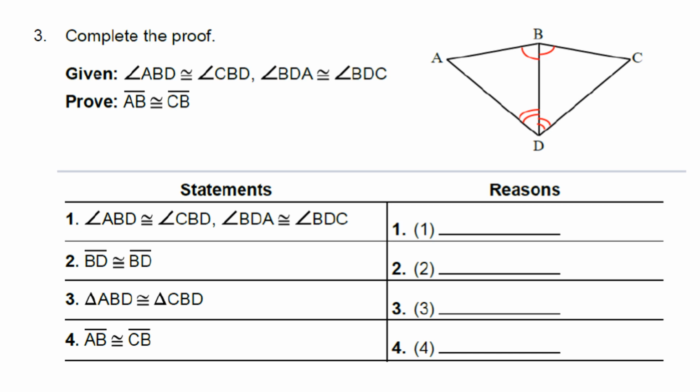All right, let's get into our first proof. Here we have a diagram that is already marked for us. That's really nice, it saves us a little bit of time. We are given that angle ABD is congruent to angle CBD. Those are the two angles there, already marked for us. And we're also given that angle BDA is congruent to angle BDC. Those are also marked as congruent.